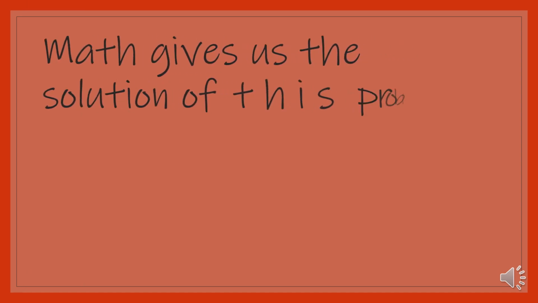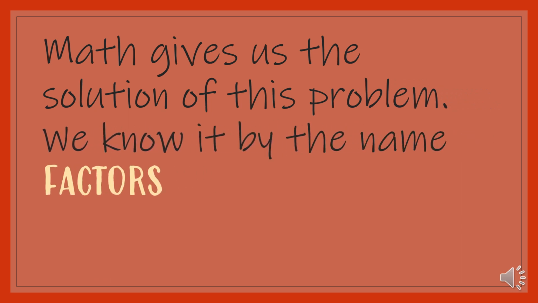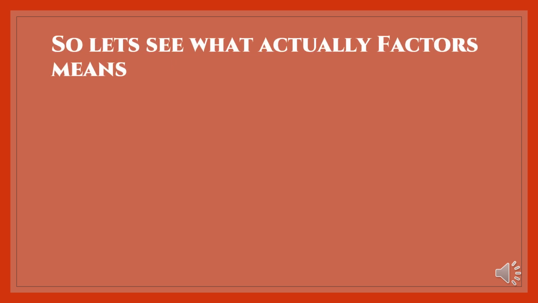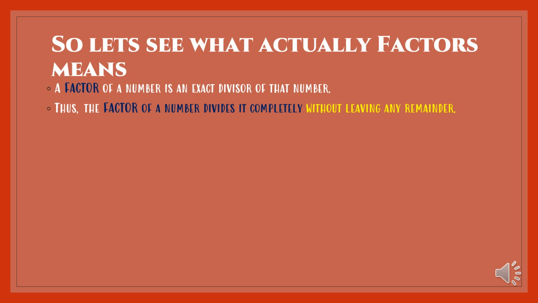Actually, math gives us the solution of this problem. We know it by the name factors. So let's see what actually factor means. A factor of a number is an exact divisor of that number. Thus, the factor of a number divides it completely without leaving any remainder. It means if you are using a factor to divide any number, you will not be left with anything.